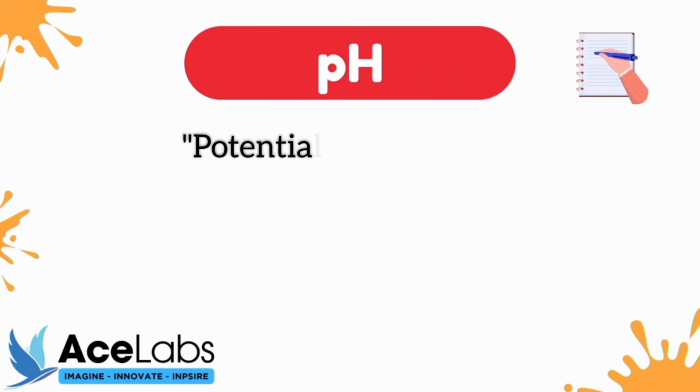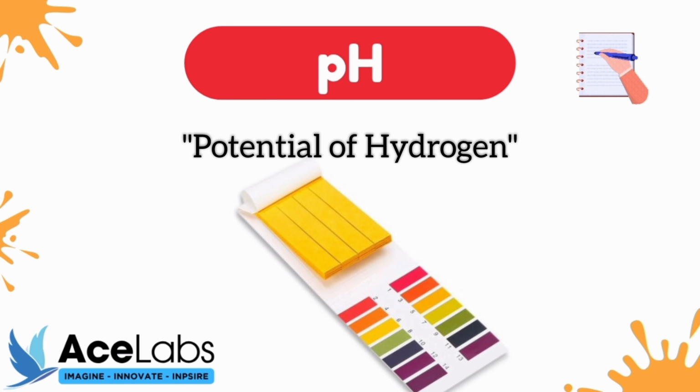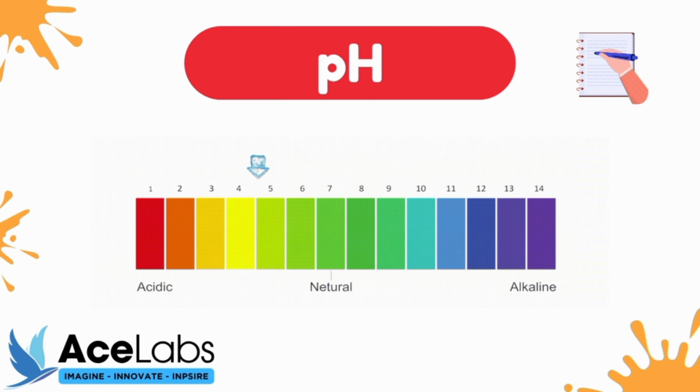stick. First, let's see what is a pH. pH stands for potential of hydrogen. This paper comes in a yellow color and it comes with a scale showing different colors. The pH scale measures how acidic or basic a substance is from 0 to 14. Below 7 the substances are acidic while above 7 the substances are basic in nature.